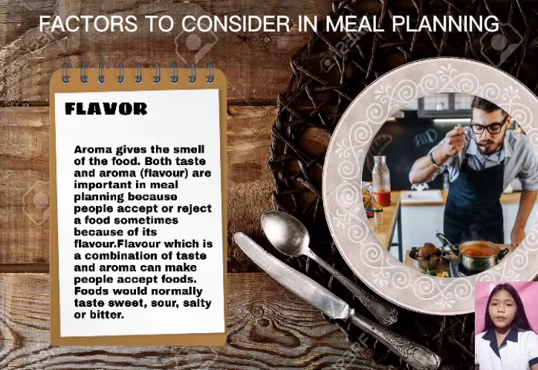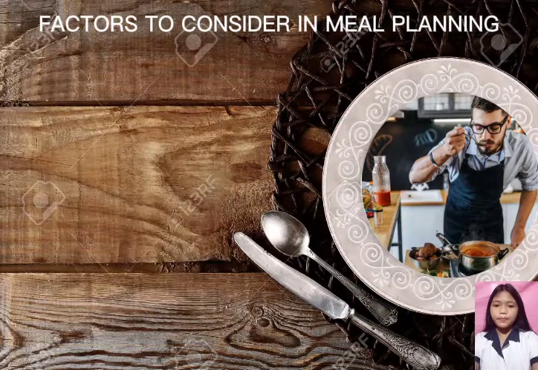So first is flavor. Aroma gives the smell of the food. Both taste and aroma are important in meal planning because people accept or reject a food sometimes because of its flavor. Flavor, which is a combination of taste and aroma, can make people accept foods. Foods would normally taste sweet, sour, salty, or bitter.